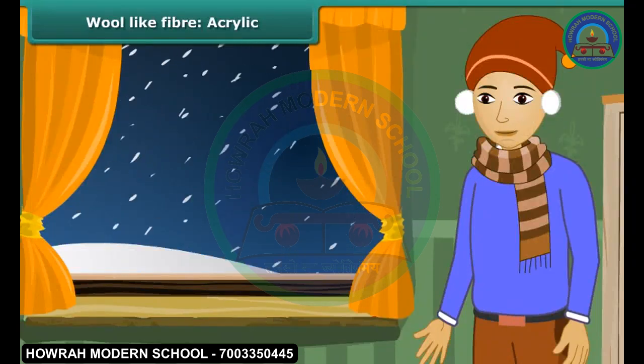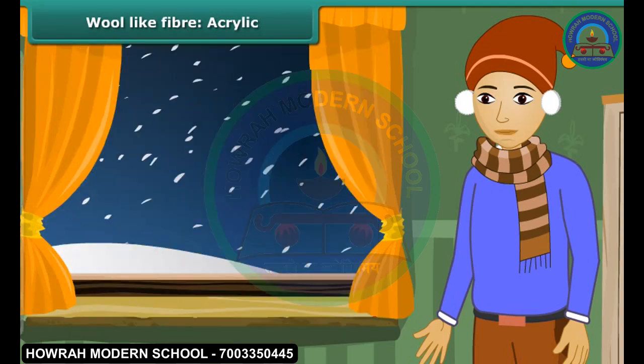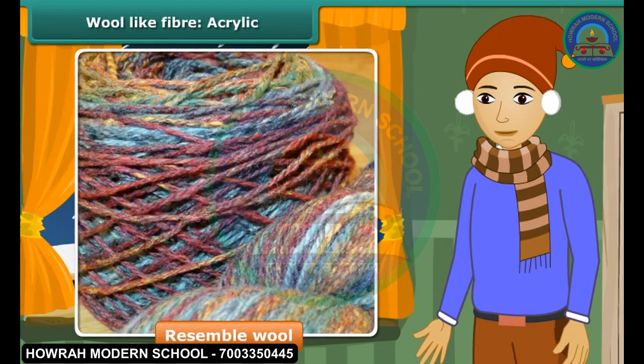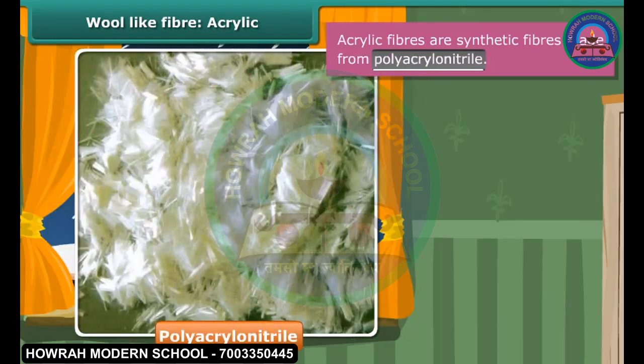To protect us against cold winters, we wear sweaters and shawls and use blankets. Do you know that many of these are actually not made from natural wool, though they appear to resemble wool? You would be wondering how these are prepared then. Well, these are prepared from acrylic fibers. These are synthetic fibers made from polyacrylonitrile. Acrylic is lightweight, soft and warm with a wool-like feel.